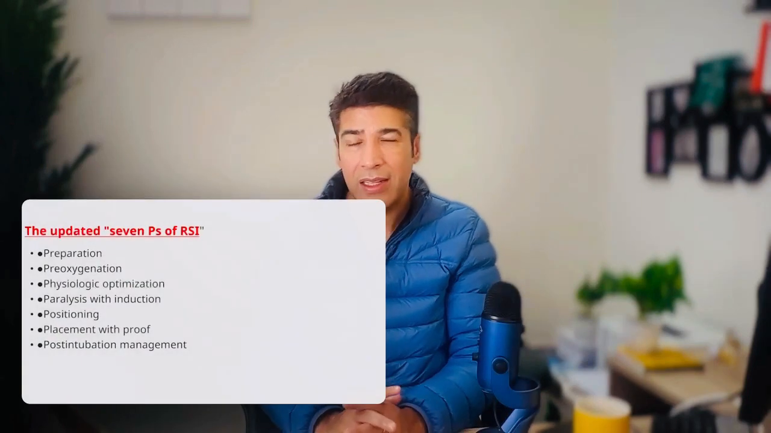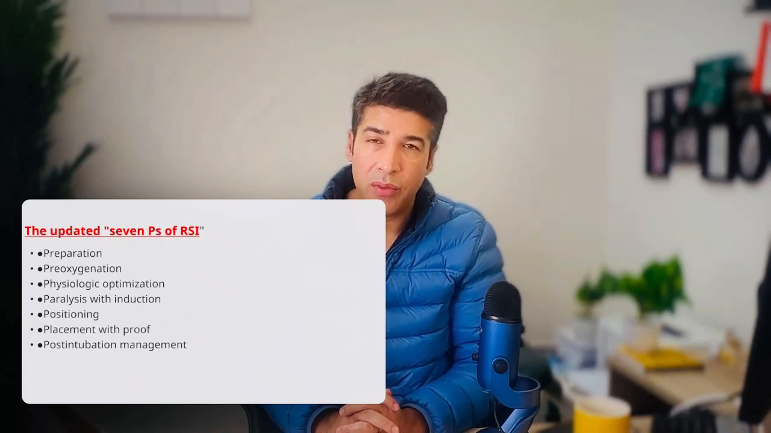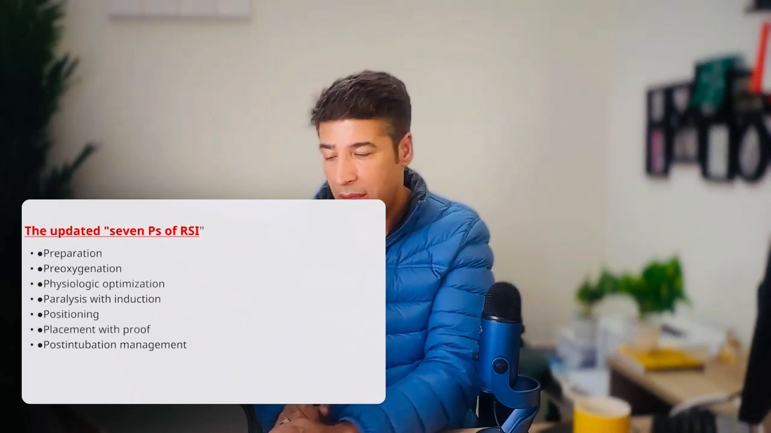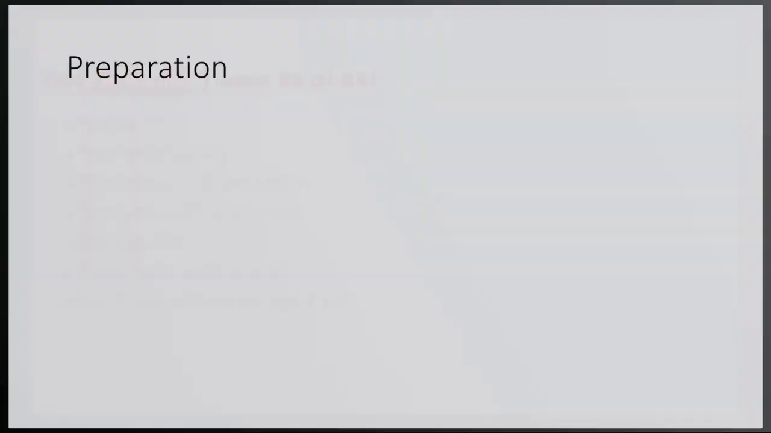Now, these are the key steps that we have to follow while proceeding for RSI. The first important thing is the preparation, then pre-oxygenation, physiological optimization, paralysis with induction, positioning, placement with proof, and post-intubation. Now the first is preparation.